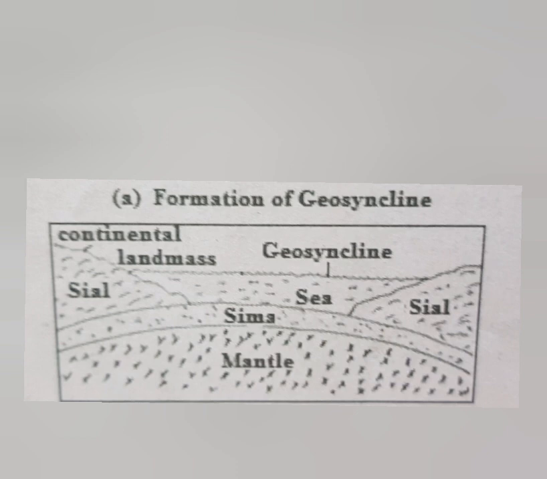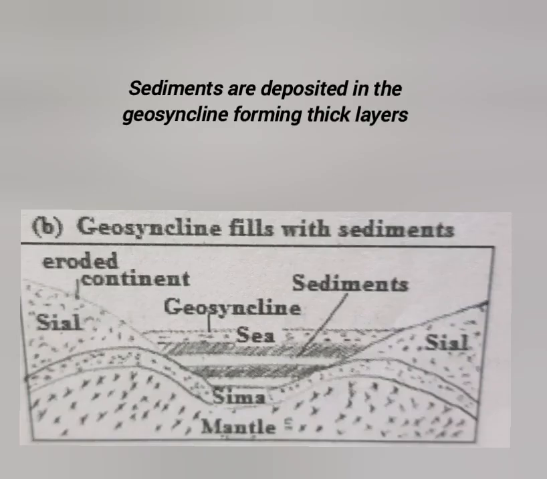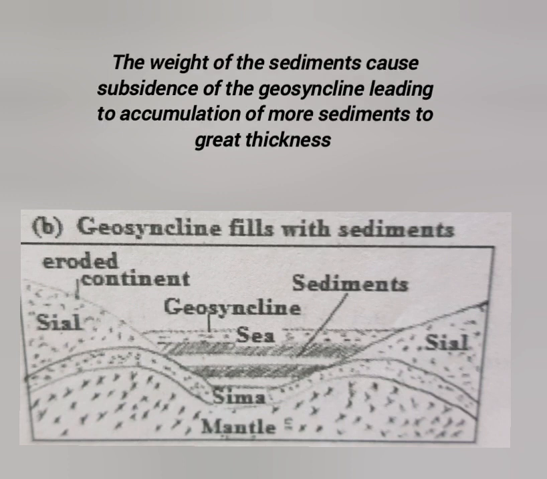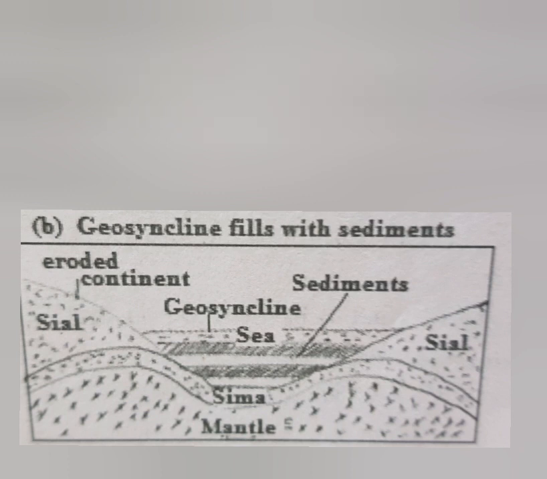Now the next step, sediments are deposited in the geosyncline, forming thick layers. The weight of the sediments causes subsidence of the geosyncline, leading to accumulation of more sediments to great thickness. So the second diagram you're going to draw, we shall be showing a geosyncline that is filled with sediments. You can see this diagram here.